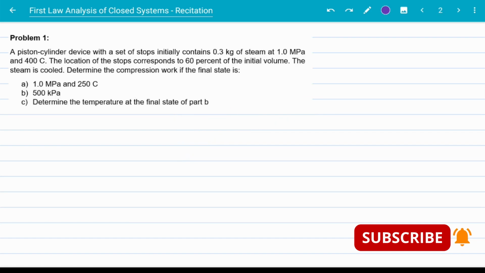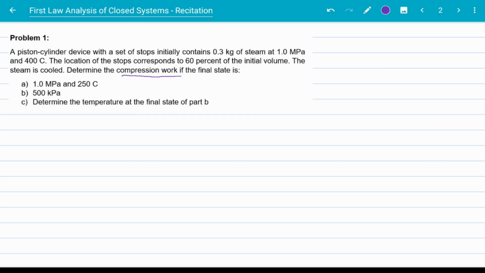Okay, the first problem is here. We have a piston and cylinder device that has a set of stops. It initially contains 0.3 kilogram of steam at 1 megapascal pressure and a temperature of 400 degrees. We let this system cool down. We are asked to find the compression work for two different cases. Case 1, if the final pressure is 1 megapascal and the final temperature is 250 degrees Celsius, and case 2, for when the final pressure is 500 kilopascal. So let's get to it.